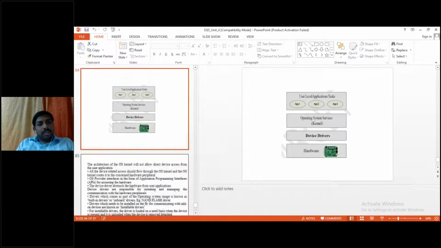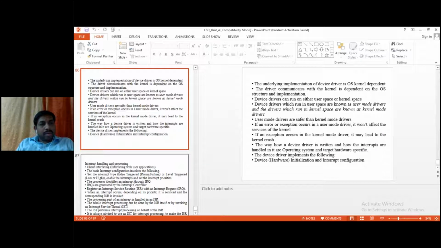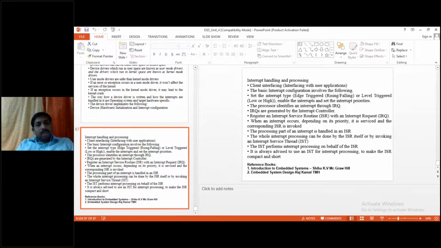And then we saw what a device driver is, how a device driver is stored in memory, and how the OS kernel portion provides interaction to the hardware through the device drivers. These device drivers are stored in user space or kernel space, and they implement various functions such as device initialization, interrupt configuration, and interrupt handling and processing. So this covers our unit 4.